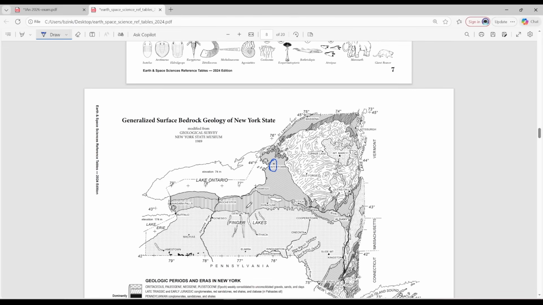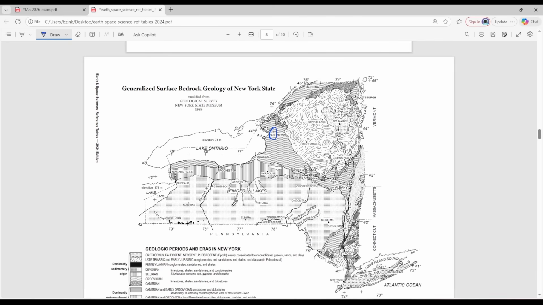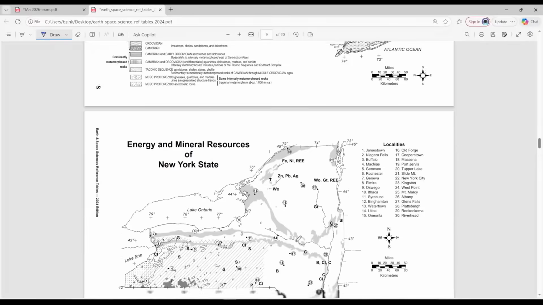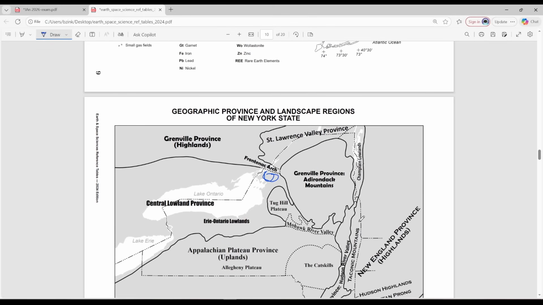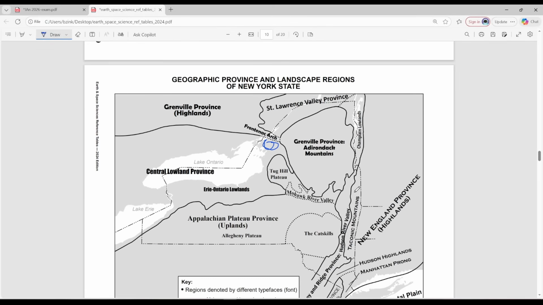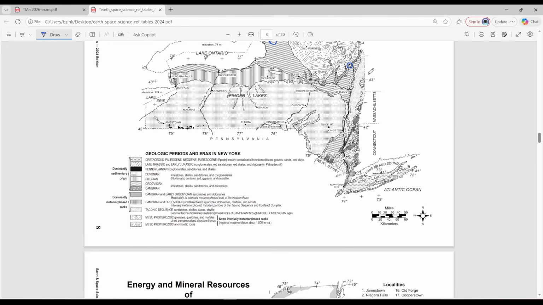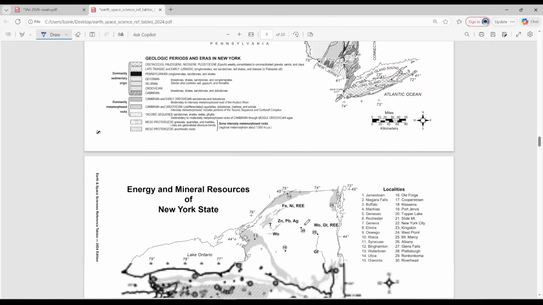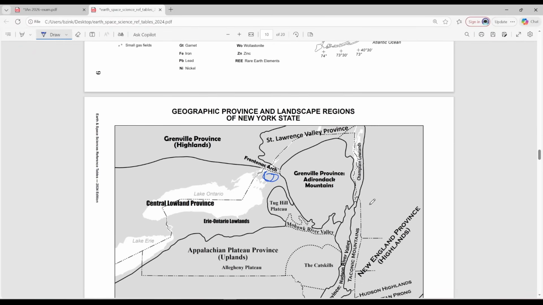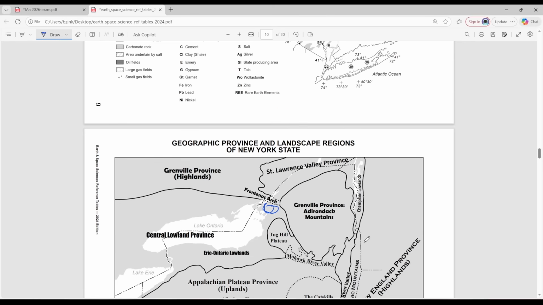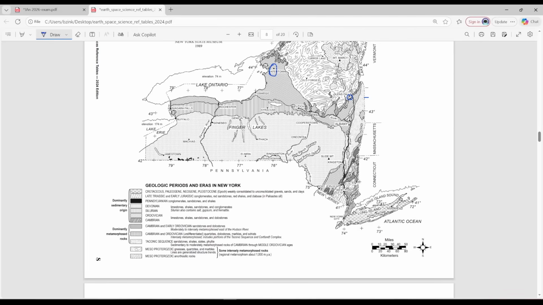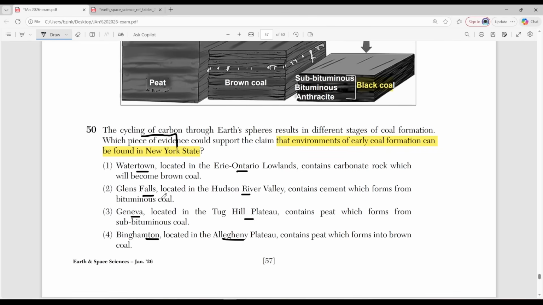Okay, Glens Falls. Glens Falls right here. And is that in the Hudson River Valley? Oh, it's close. Glens Falls. It's like 43 and not half. 43.20. And there's no longitude on there, of course. It's very close. Whatever, we're gonna maybe.